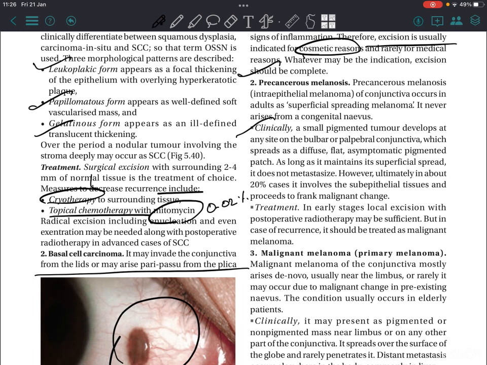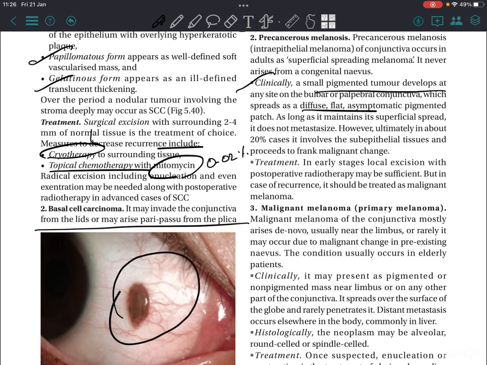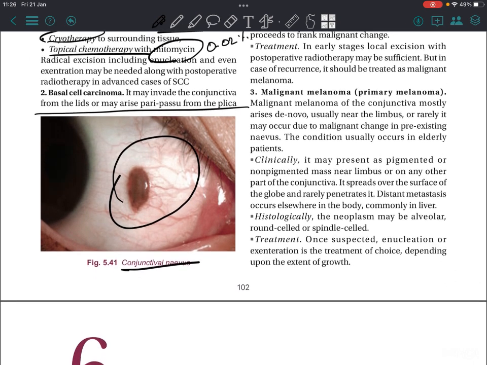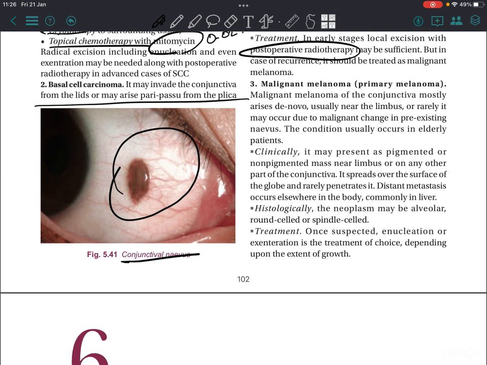Precancerous melanosis. Clinically, small pigment tumor develops at any site of bulbar or palpebral conjunctiva. Diffuse flat pigment patch. Treatment. Postoperative radiotherapy may be efficient. Malignant melanoma. Clinically may present as a pigmented or non-pigmented mass near limbus, part of conjunctiva. Histologically, neoplasm may be alveolar. Treatment, once suspected, enucleation or excision is treatment of choice depending upon the extent of growth. Thank you.